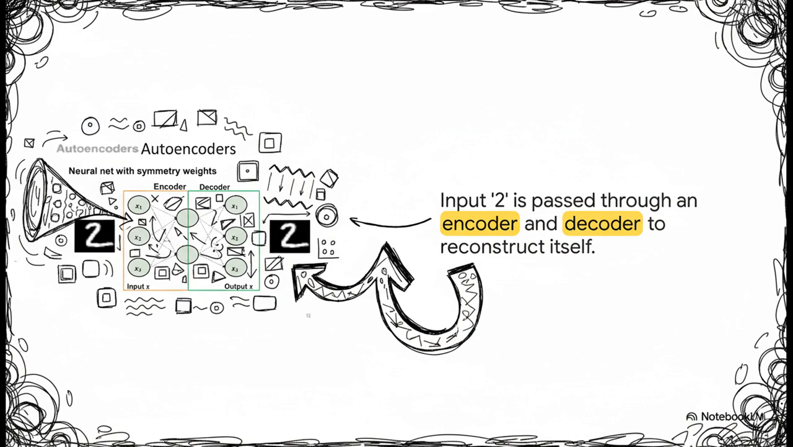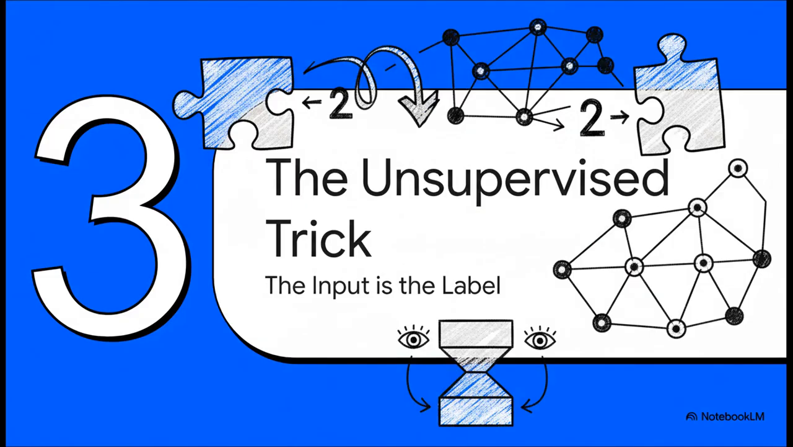And this slide gives us a perfect example of that. You can see an image of the number 2 goes in on the left. It gets passed through an encoder and then a decoder. And the whole point of this entire process is to reconstruct that exact same 2 on the right side. Okay, so this brings us right back to our original puzzle. If the network is constantly checking its output against that original 2, isn't that a form of supervision?